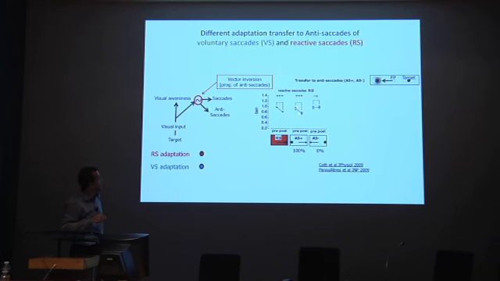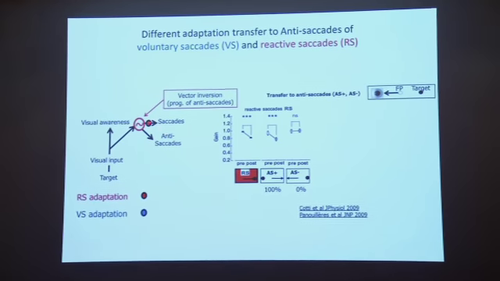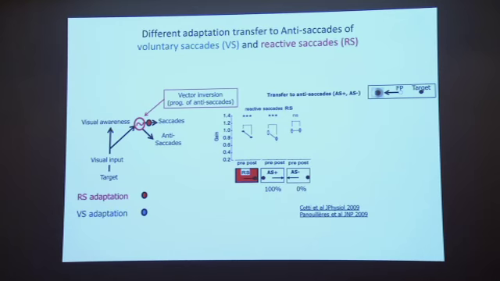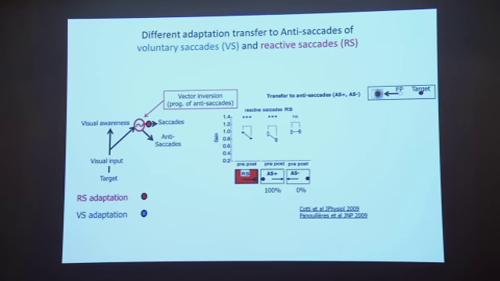So it seems that the anti-saccade which is modified is the one for which the motor vector corresponds to the adapted vector. But when the sensory vector of the anti-saccade corresponds to the adapted vector, there is no modification of this anti-saccade. So suggesting that the adaptation locus for reactive saccade is taking place below the level where this inversion of vector takes place.